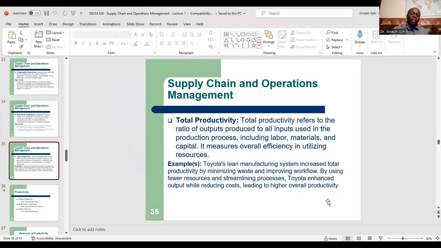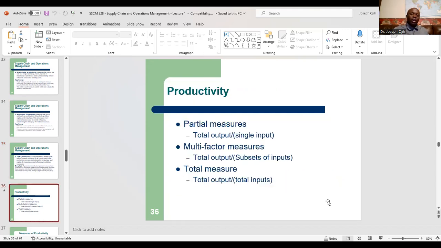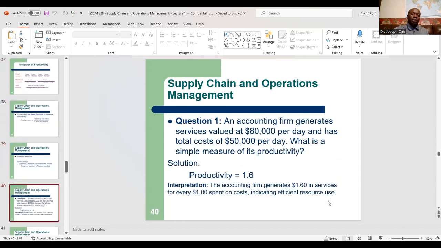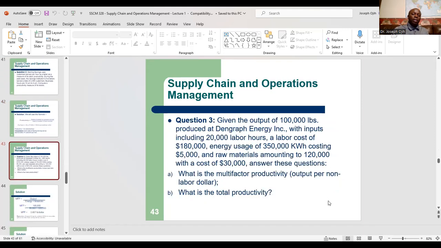Now, there's another concept we're looking at, which is called total productivity. Under total productivity, we are looking at the ratio of outputs produced to all inputs used in the production process. Those inputs can include things like labor, material, and capital again, but it measures the overall efficiency utilizing all these resources. So let's look now at how to calculate these things. Look at this example.